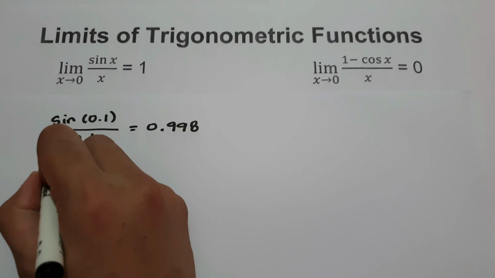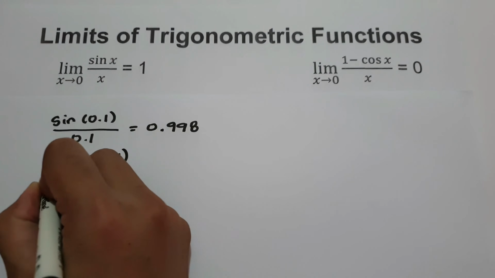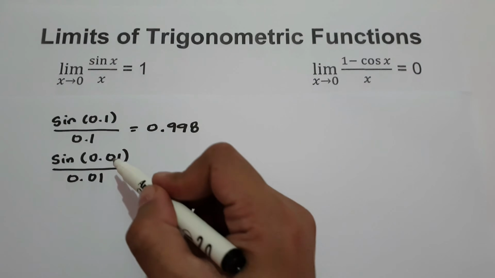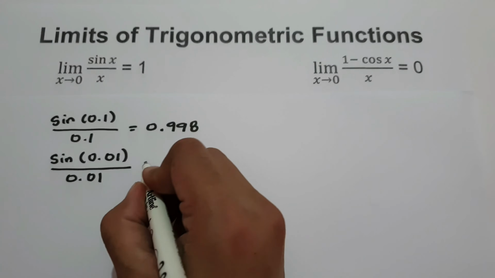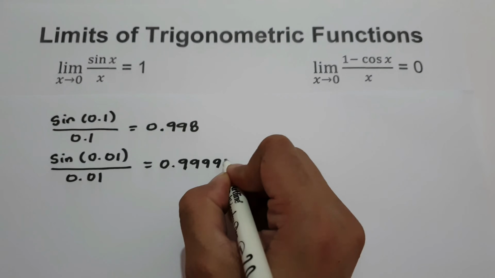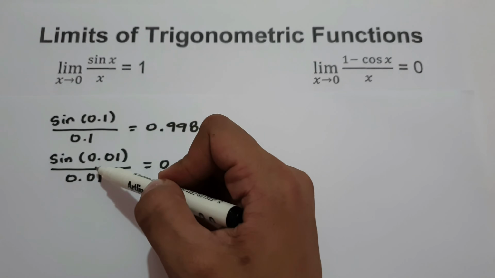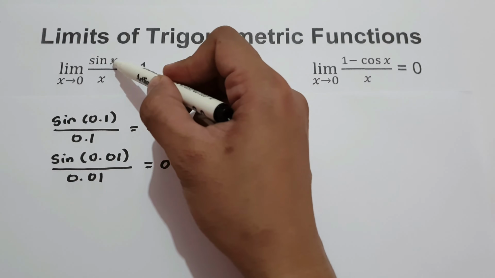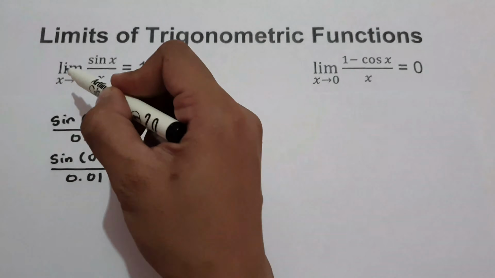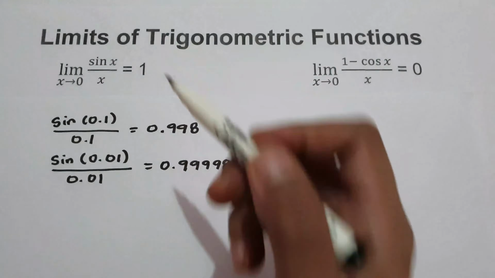So let's say sine 0.01 divided by 0.01. If you are going to plug this on your calculator, you are going to have 0.99998. So as you can see, as x approaches 0, the function sine x over x approaches 1. So therefore, we prove that the limit of sine x over x as x approaches 0 is 1.